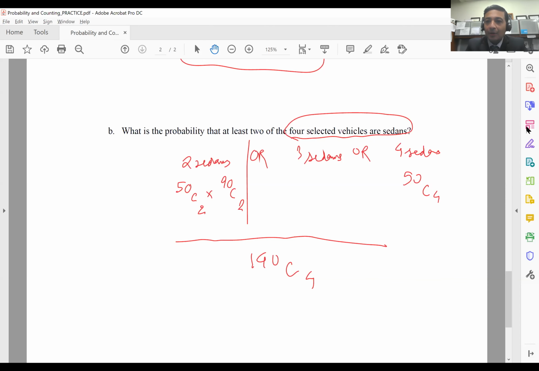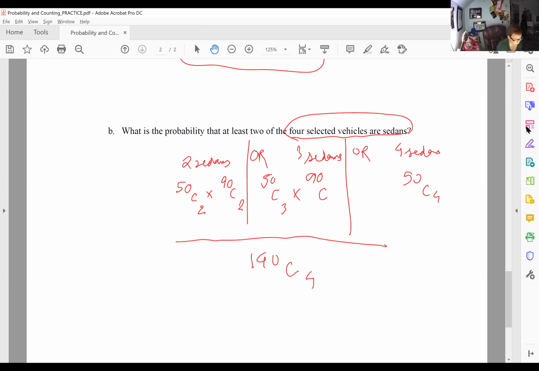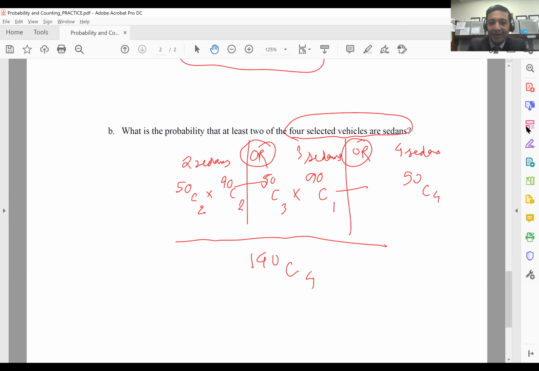What happens when it comes to 3 sedans? Of my 50 sedans, how many are chosen? 3. And of the remaining 90 vehicles, how many are chosen? 1. So what does the or sign do here? It basically adds these things up, right? So it essentially goes 50C2 times 90C2 plus 50C3 times 90C1 plus 50C4.